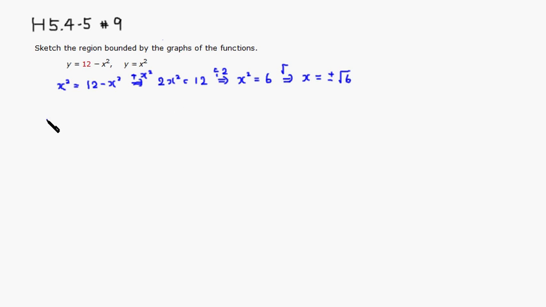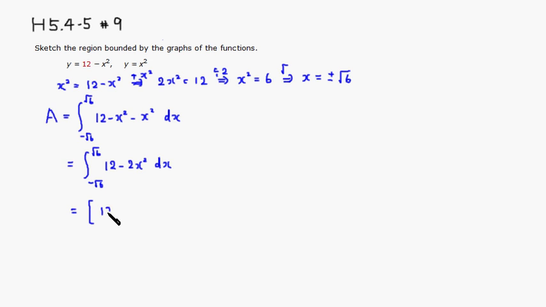So the area that we are looking for, A, it looks like it's going to start from negative square root of 6 to positive square root of 6, right? And the top curve is 12 minus x squared, minus the bottom curve, which is x squared. Then we just need to evaluate that. First simplify the integrand. So it's the integral from negative square root of 6 to positive square root of 6 of 12 minus 2x squared dx.